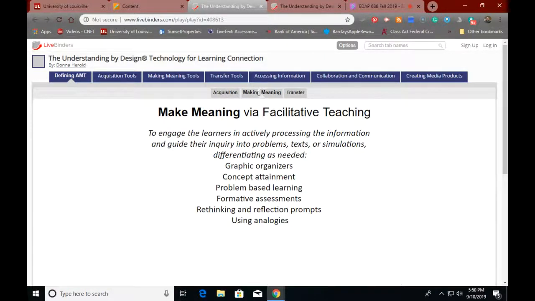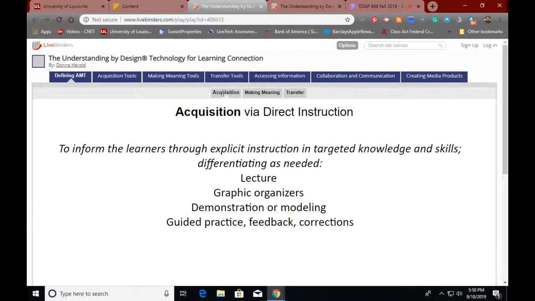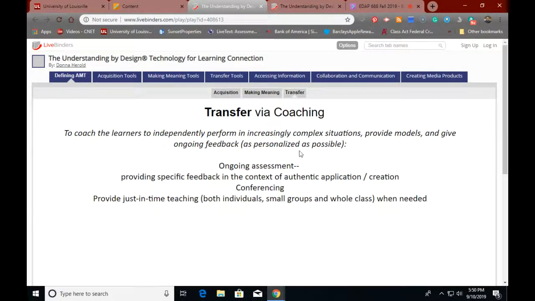Making meaning is to engage people in actively processing the information and guide their inquiry into problems, text, or simulations, differentiating as needed through graphic organizers, concepts, and so on. Transfer is to coach the learners to independently perform in increasingly complex situations, provide models, and give ongoing feedback. This shouldn't be: Miss Smith is an acquisition teacher, Miss Jones is a making meaning teacher, and Miss Wakahana is a transfer teacher. We want everybody to be Mrs. Wakahana. No, we don't.